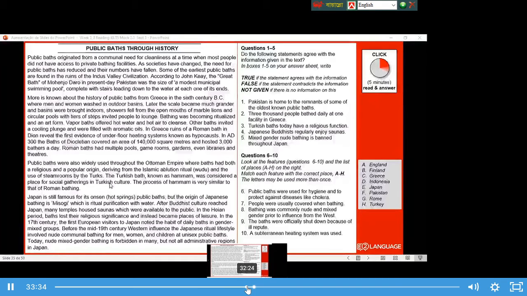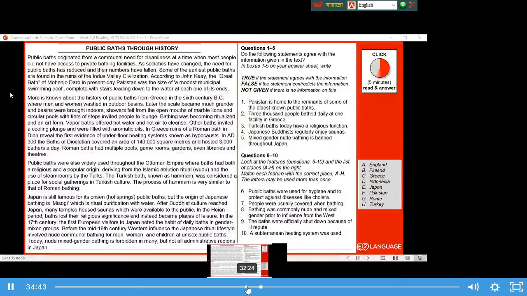3,000 people bathed daily at one facility in Greece. If you come to the second paragraph, second line from the last, you can see 1,40,000 square meters and hosted 3,000 bathers a day. So number 2, 3,000 in Greece. They are talking about Greece. So number 2 is true.